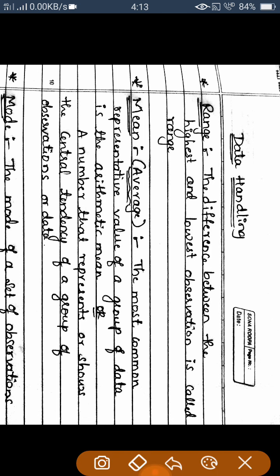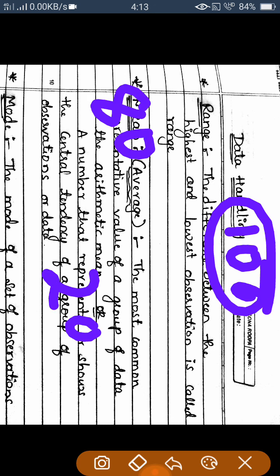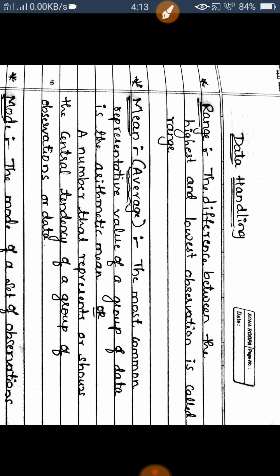For example, out of 100 marks, if the highest is 80 and the lowest is 20, just subtract it. What is the answer? 60. So 60 is the range of the first standard result. Like that you can identify it.